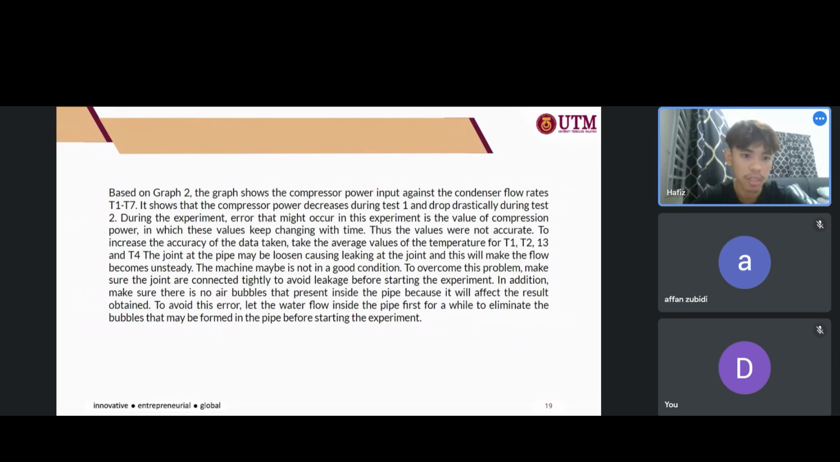In addition, make sure there are no air bubbles present inside the pipe because they will affect the result obtained. To avoid this error, let the water flow to eliminate the bubbles that may be formed in the pipe before starting the experiment.